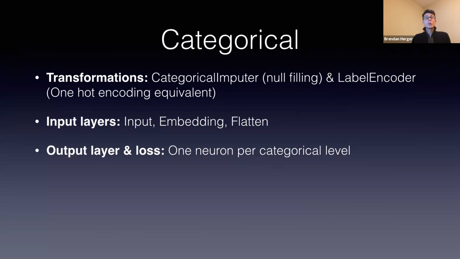Then the input layers, this is where some of the magic is happening. So we're going to have an input layer. We're going to do an embedding layer, which is an entity embedding, pretty similar to Word2Vec, but with a much smaller number of levels. Then also flatten it so we can feed it in. And then if you're doing an output with categorical variables, for those of you who are familiar, it'll be just 1 neuron per categorical level. And the loss here will probably be categorical cross entropy.